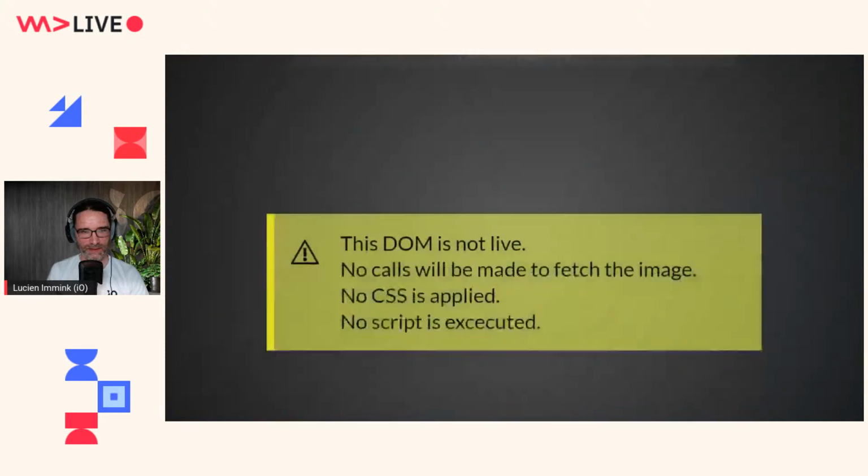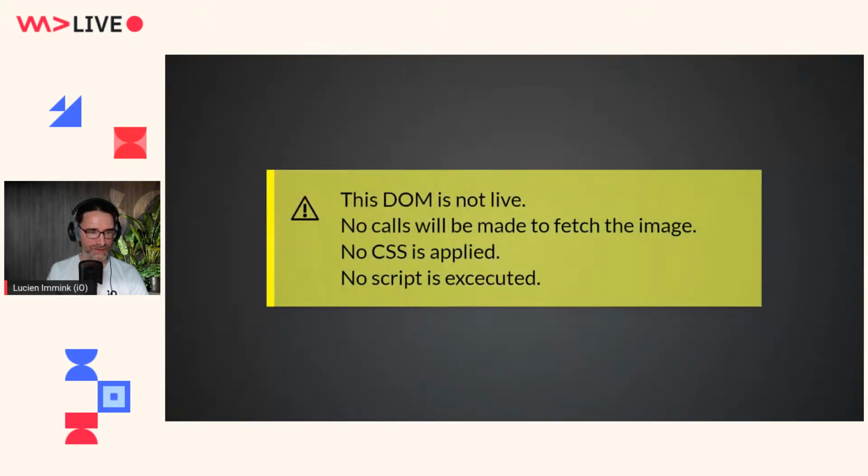But there is something very peculiar about a template, because if you add this to your page, you won't see anything, because this DOM is not live. The document object model inside a template is not live. Although you have added it to your own light DOM, it will not render. It won't do any calls to fetch that image that I was referring to. If I have CSS that is applied to my card classes, nothing is applied because it's not live. And if I've added, for example, a script tag to that template, that script will not be executed. So what can we do with it? Well, that's a good question.